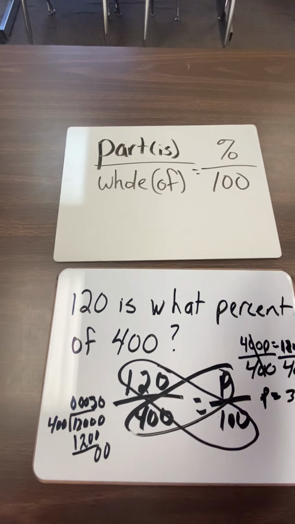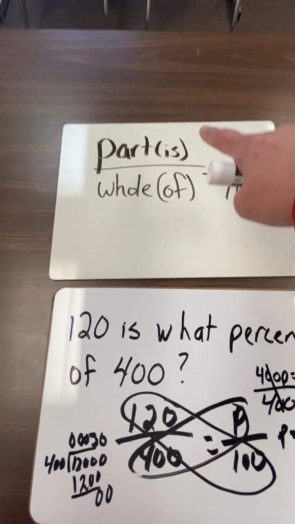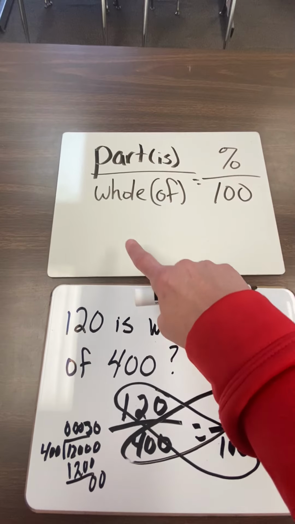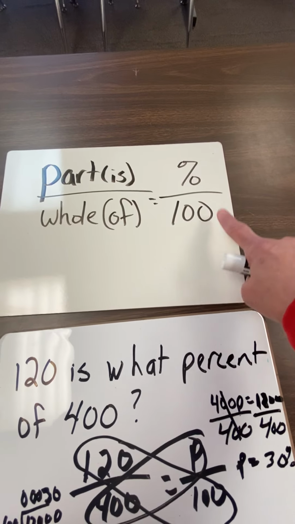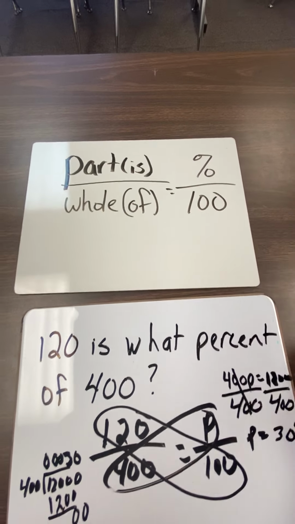Okay, just in review, part usually comes before is, the whole number is usually after of, percent is always over 100 when you're solving it.